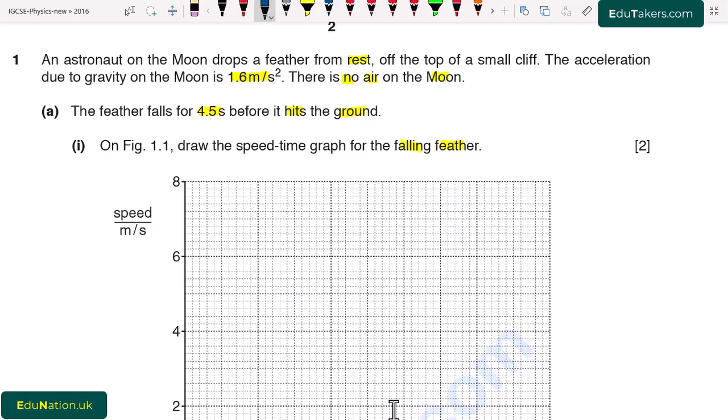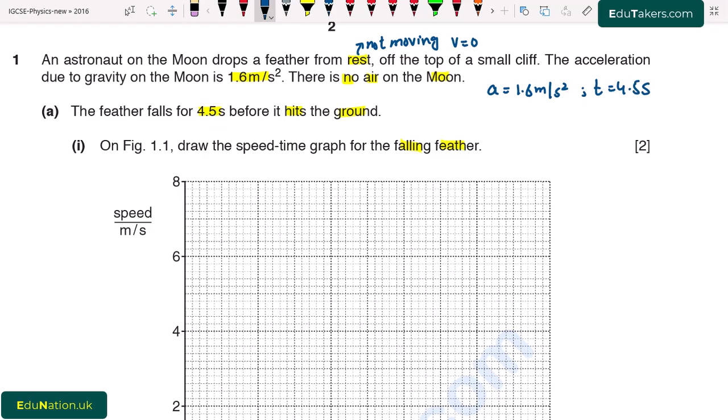So first of all, it is given that the feather is dropped from rest. It means that initially it is at rest, it is not moving. So the initial speed will be equal to 0. The acceleration due to gravity is given at the surface of the moon. It is 1.6 meter per second square, and the time is also given before the feather hits the ground. So I write here acceleration is equal to 1.6 meter per second square and time is 4.5 seconds.